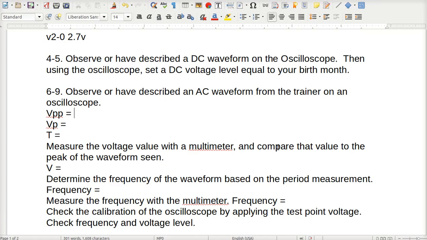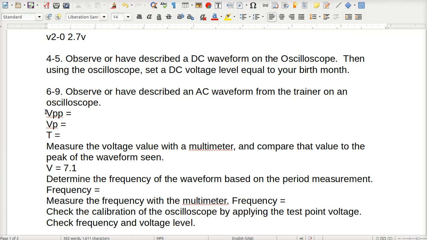Okay, so measure the voltage value with a multimeter and compare that value to the peak waveform seen. What I would see on this waveform is that my multimeter or my voltmeter would read about 7.1 volts for the waveform shown. Okay, and that is my RMS.